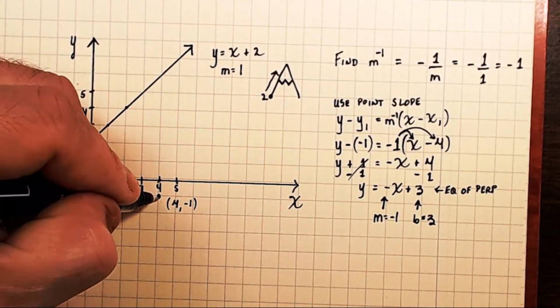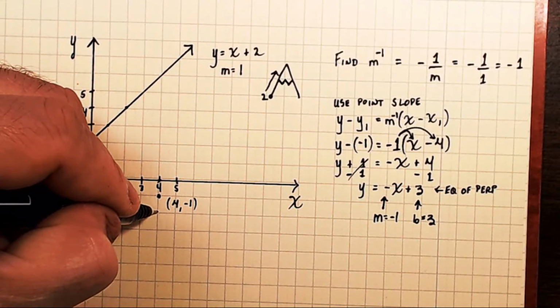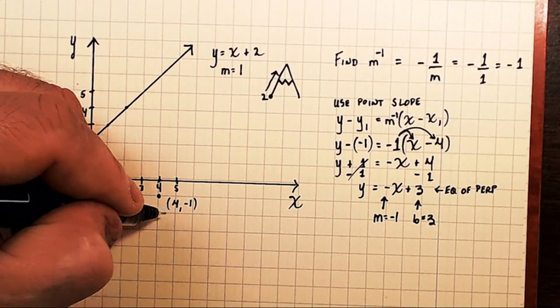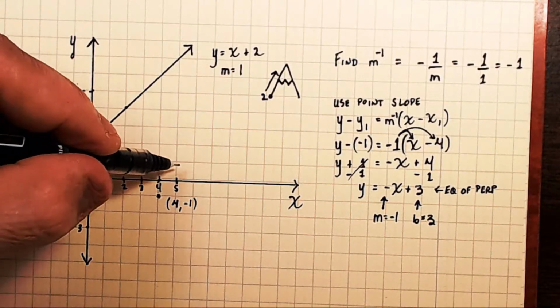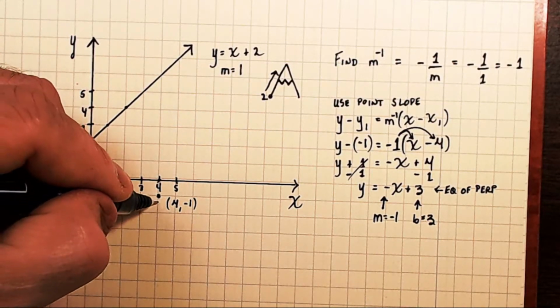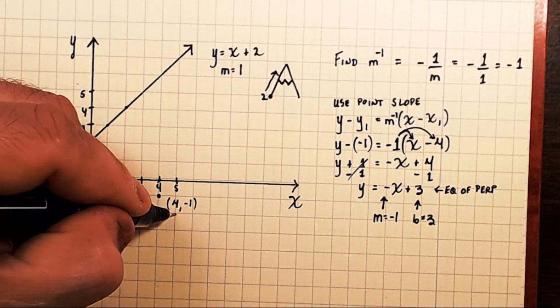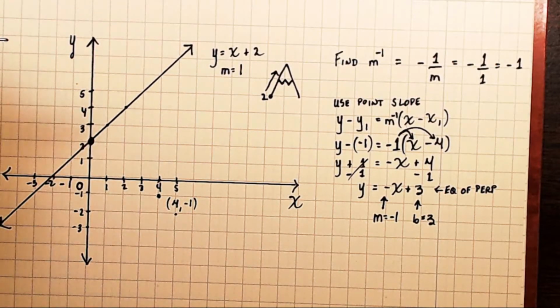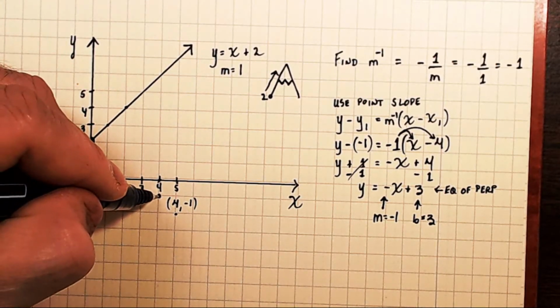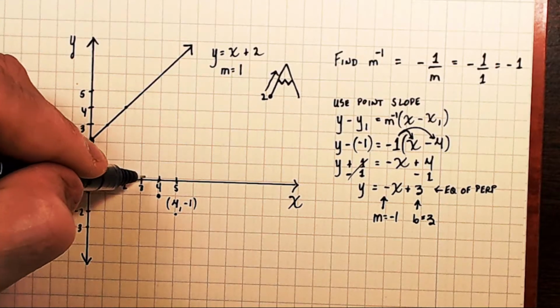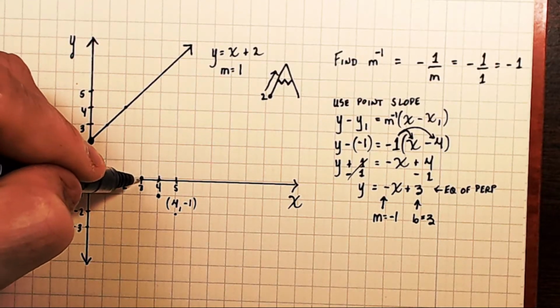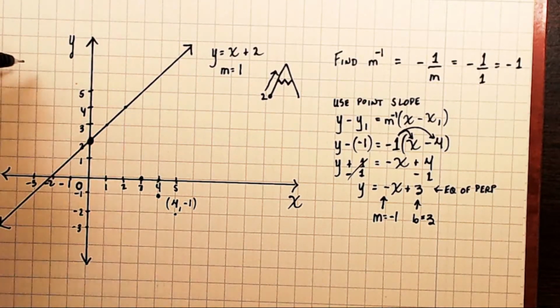I could go down 1 over 1. Before we were going up 1 over 1 to the right. I could go down 1 and over to the right 1. Conversely, I could start back here at this point and I could go up 1 and then over to the left 1. Do you see it doesn't matter? I'm going to end up forming this line.